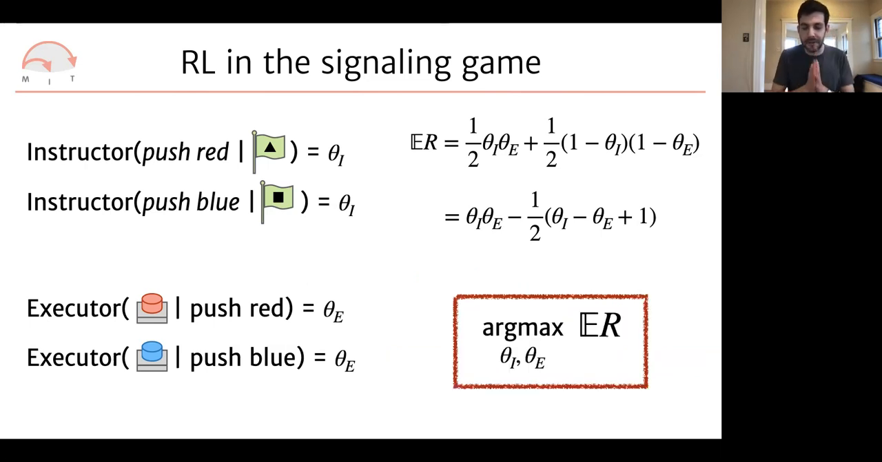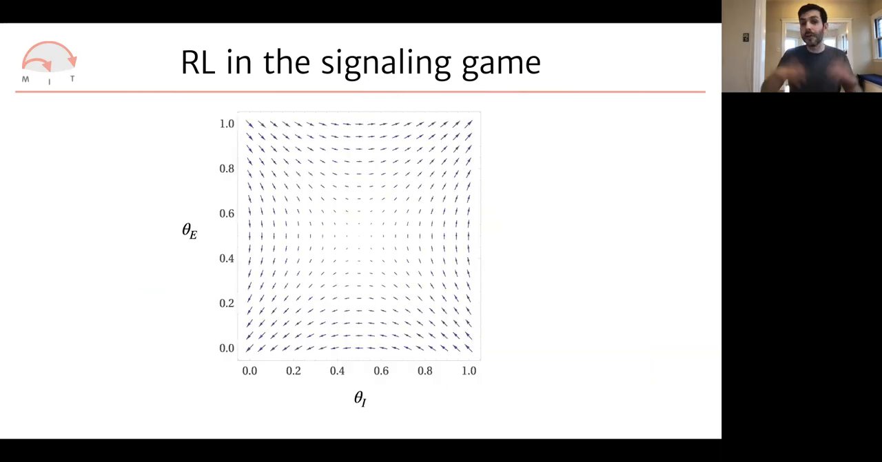Now, suppose we actually start with a pair of agents, with these parameters theta I and theta E selected arbitrarily, and we try to do reinforcement learning in this game. Specifically, we run a policy gradient algorithm on the expected reward that we have written on this slide. What's going to happen? What's cool is that this game is simple enough that you can plot the full phase space of the evolution of these agent policies.